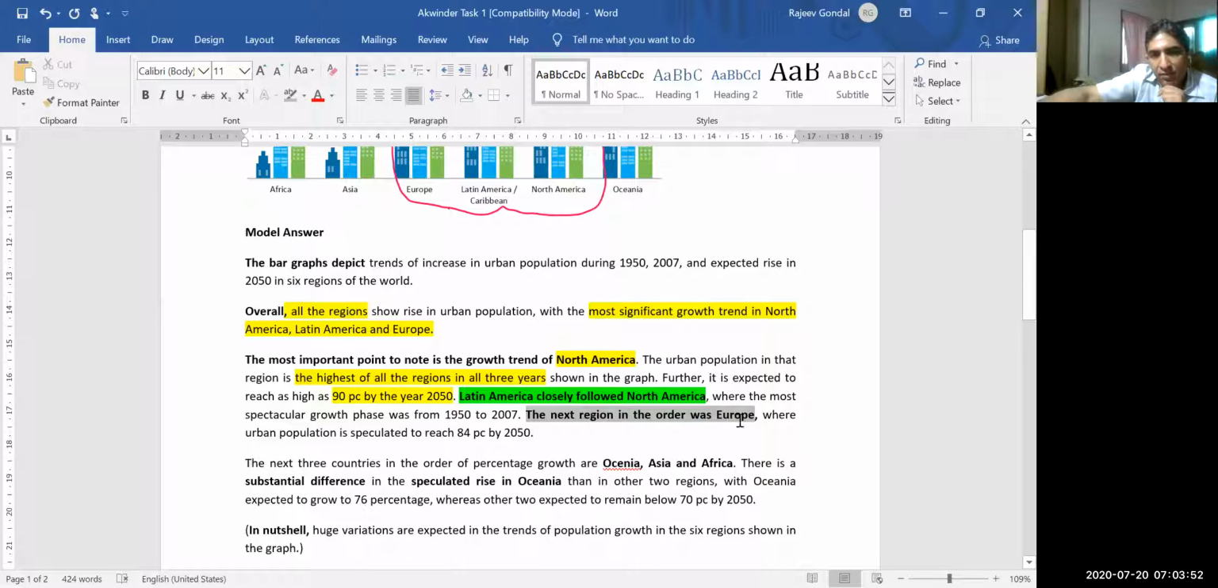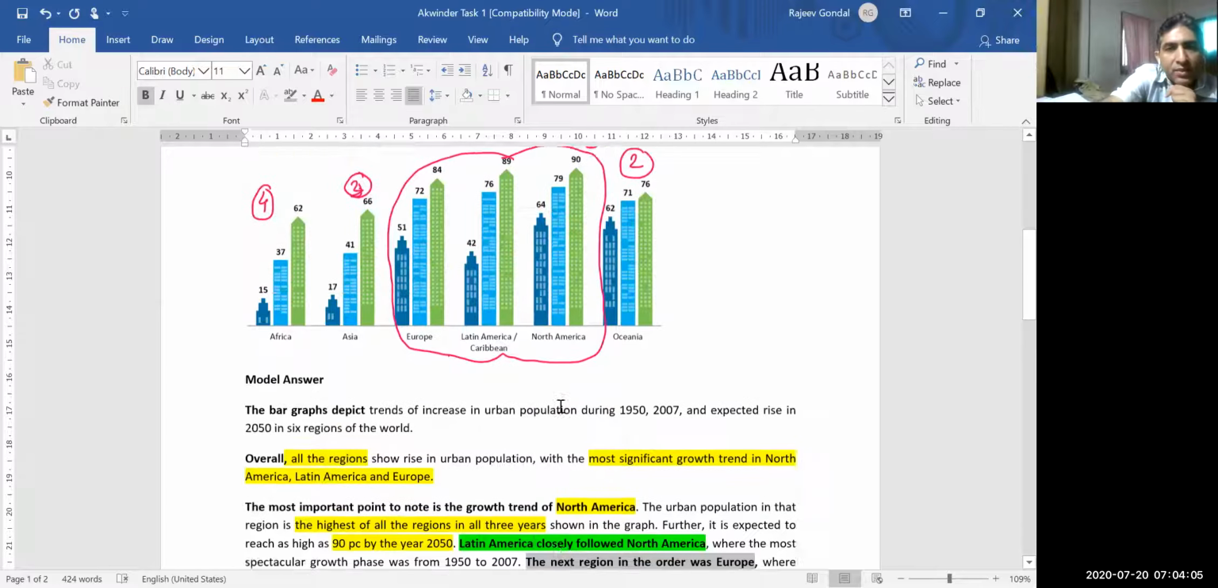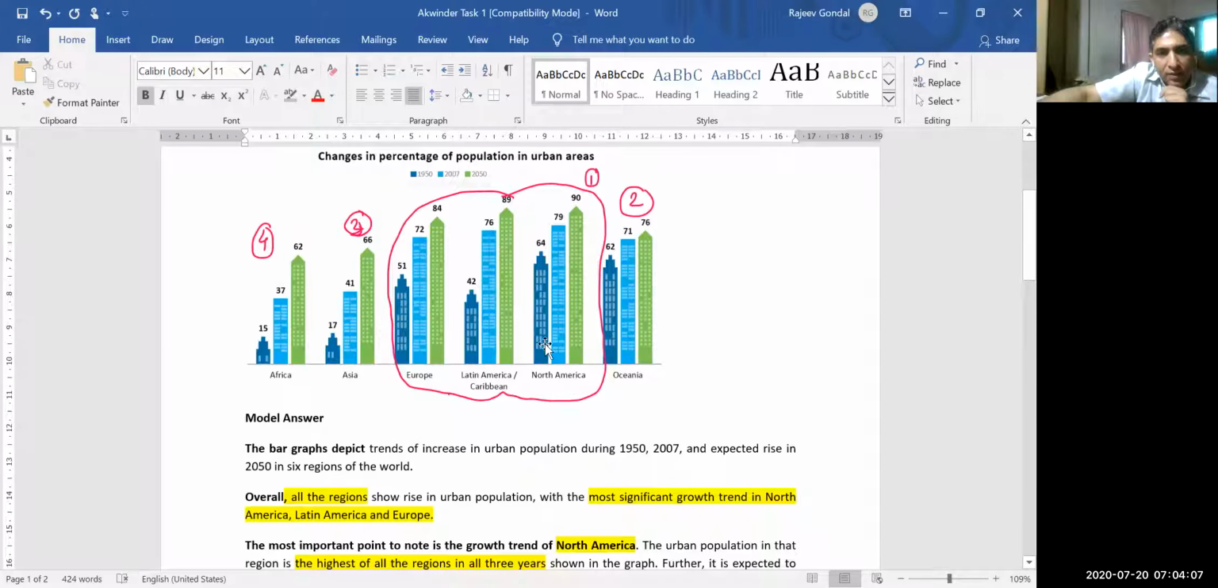The next region is Europe, where urban population is speculated to reach 84% by 2050. So that's what it is. It is expected to reach 84%. Just one line, that it is expected to reach 84% in the region. So, we clubbed these three together because they are the top ones, the highest increase, 89, 90, 89, 84. So we can club them together. And then the next paragraph would be about the other three.